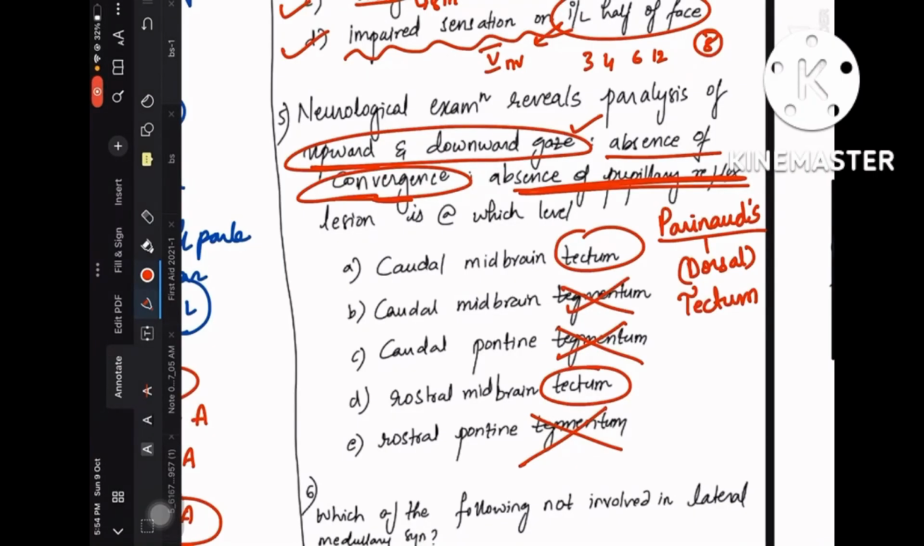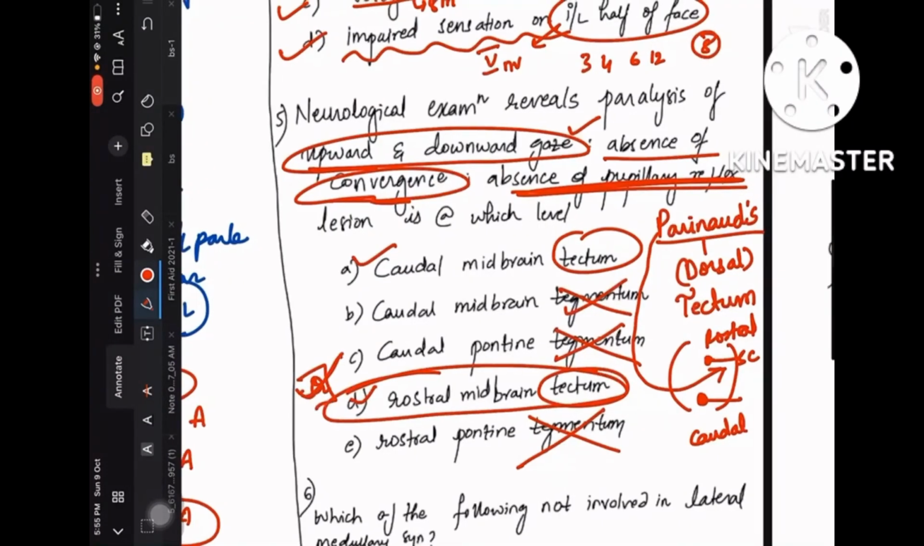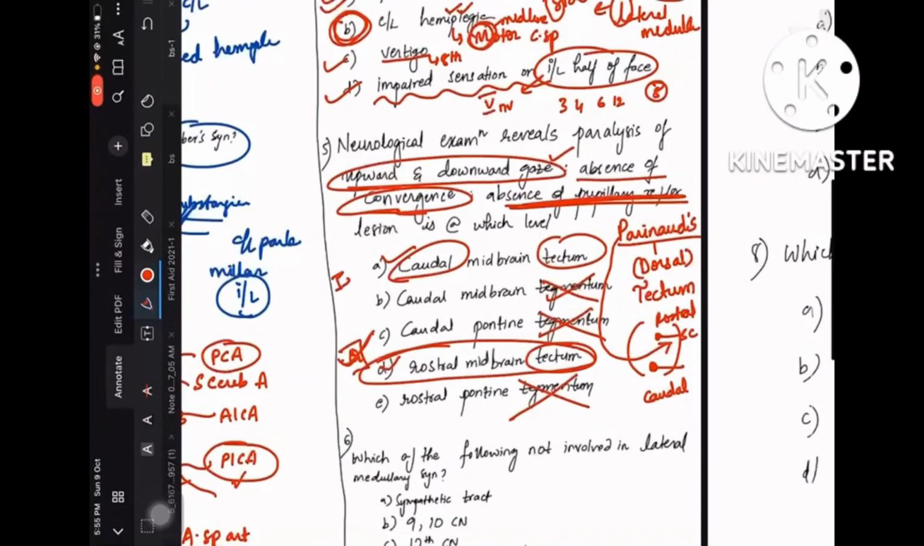Now, is it caudal or rostral? In the midbrain, caudal is tail. We already know that cranial is head and caudal means tail, right? Caudal is at the level of the inferior colliculus, whereas rostral is at the level of the superior colliculus. We know that Parinaud syndrome occurs at the level of the superior colliculus. So your answer should be rostral midbrain tectum. So option D is the answer. Because in the caudal midbrain, you have the inferior colliculus at which you have the 4th nerve nucleus. But here the pupillary reflex is gone and convergence is gone. Everything is related to the 3rd nucleus level, that is the superior colliculus level. So the answer is rostral midbrain tectum.